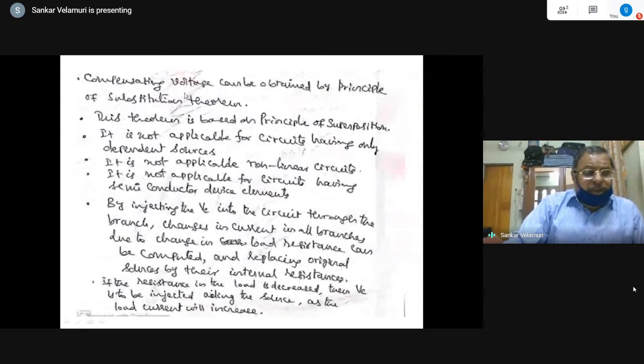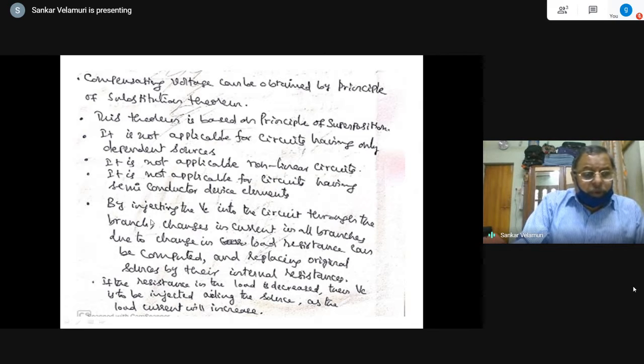Now, these are some of the salient features of this theorem, which also applies to semiconductor device elements and nonlinear circuits. By injecting VC into the circuit through the branch, the changes in the current in all branches due to the change in the load resistance can be computed, replacing the original sources by their internal resistances. This is direct computation of the changes. This is my own statement; people might have given it differently, but this is a typical statement based on the observation that we have obtained. We have been doing that in our lab, at the first year level, whenever the lab is introduced in 2-1 or 2-2, wherever it is in our curriculum. So in the electrical circuits lab, we do this compensation theorem.